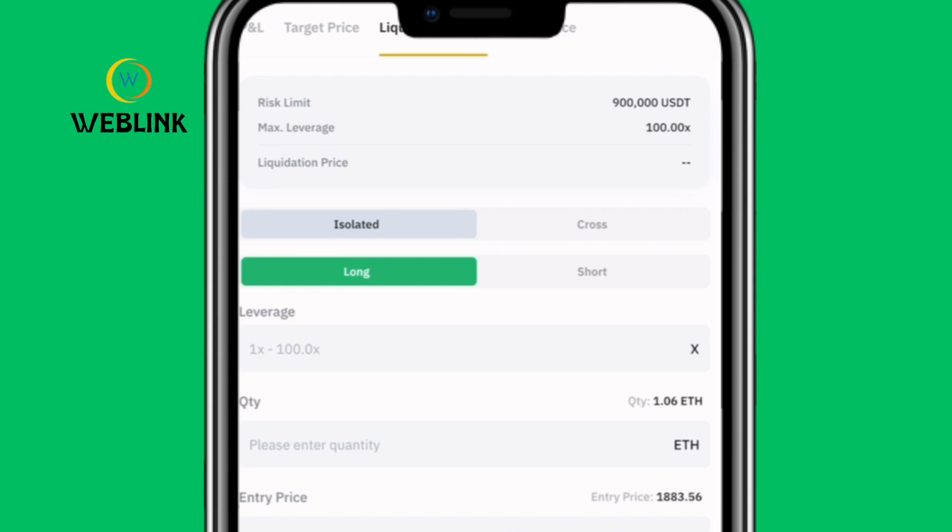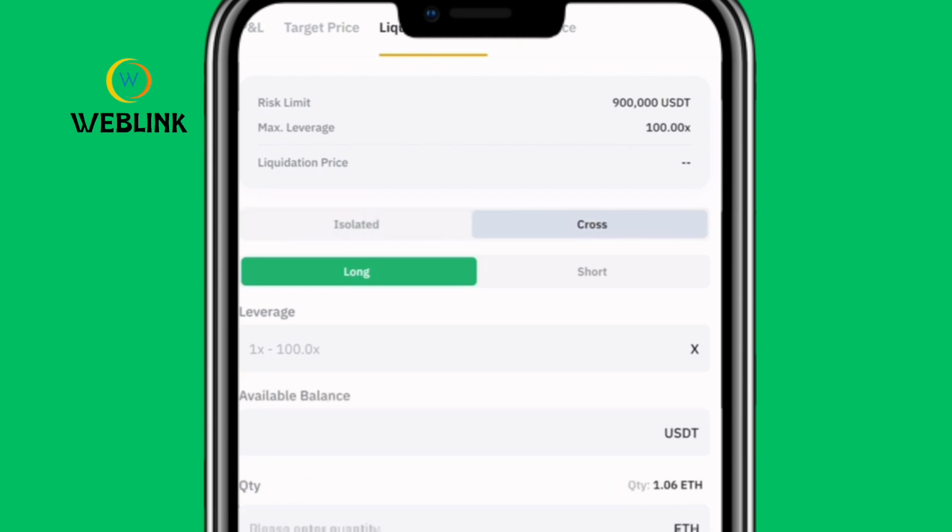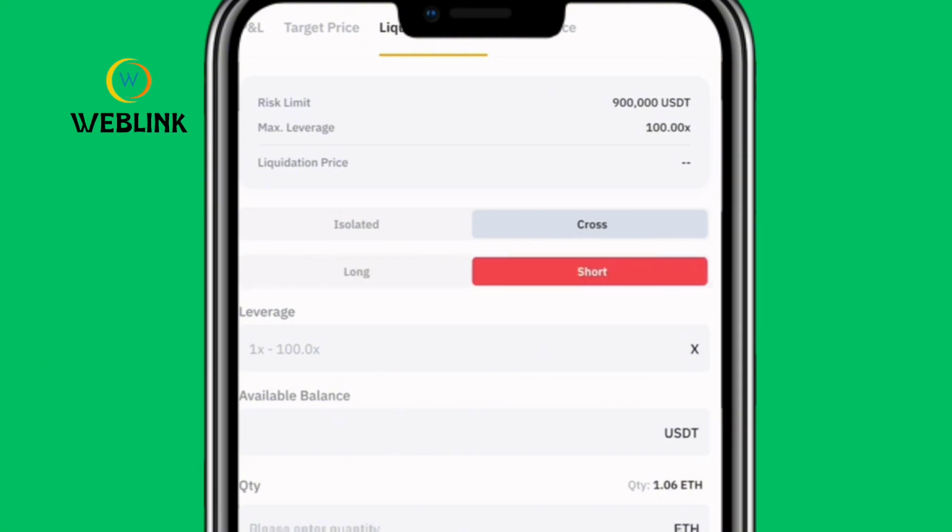Now for liquidation price, this shows you the price at which you will get liquidated. So in case you want to know the price you will get liquidated before you enter the trade, then you can do this. For this, just pick the margin you are using, whether isolated or cross. I'll pick cross margin. And then you pick whether you want to long or short. Let me pick short this time. And then let's say the leverage you want to use is just 5x leverage.